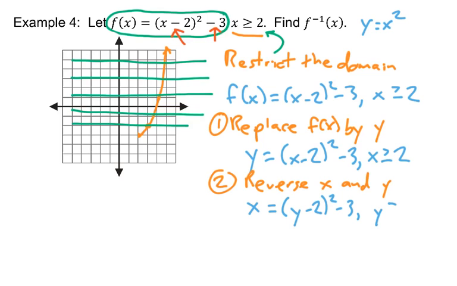That includes this one over here in this little restriction. So instead of x greater than or equal to 2, we have y greater than or equal to 2. x equals y minus 2 squared minus 3, y greater than or equal to 2. Okay? Now, while I go to the next slide and rewrite the equation, I want you to be thinking about what our next step is.